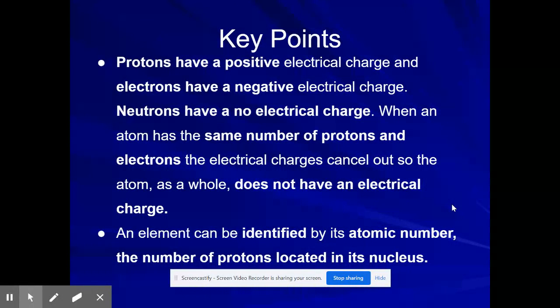Protons are positive and electrons are negative. When these cancel out, they have a neutral charge. Neutrons have no electrical charge, and so do not factor into charging at all. An element is identified by its atomic number, or the number of protons in its nucleus. Those are your 5 key points. Make sure that you're really comfortable with this before you move on to your practice activities.